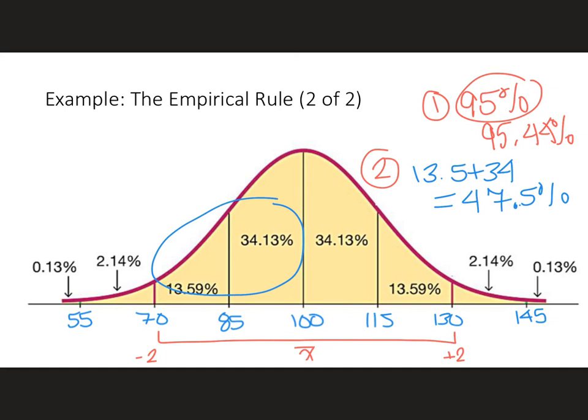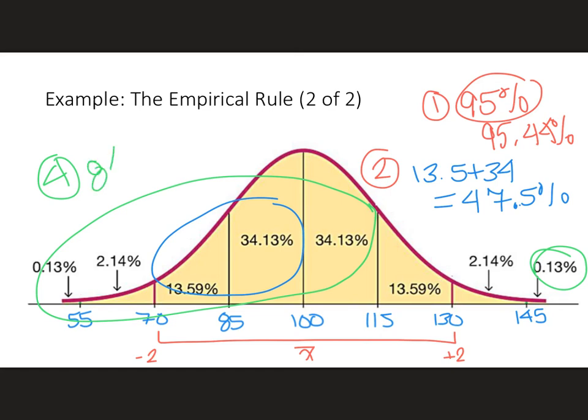Looking at number 3, it says what percentage of IQ scores are higher than 145? You can see above 145, that's this 0.13%. And what percentage of IQ scores are lower than 115? So we're going to look at below 115. That's going to be all of these values. And if you add up all of those for number 4, you should get 84.12%.